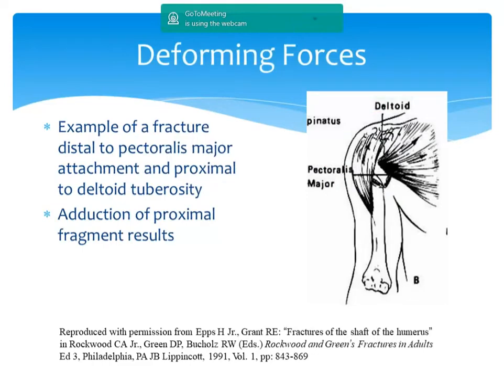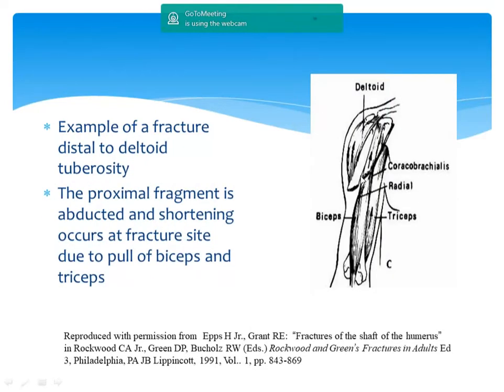What are the deforming forces here? Here is an example of a fracture distal to the pectoralis major attachment and proximal to the deltoid tuberosity, with adduction of the proximal fragment. This is the deltoid attachment, and this is the pectoralis major. And this is an example of a fracture distal to the deltoid tuberosity. The deltoid is inserted into the deltoid tuberosity here, so the proximal fragment is abducted and shortening occurs at the fracture site.